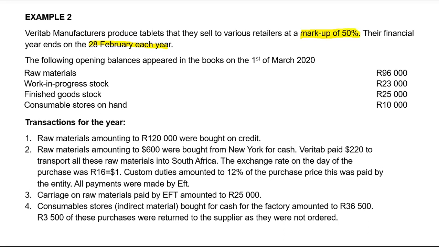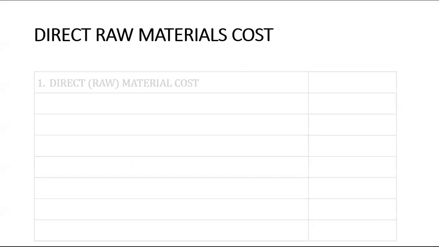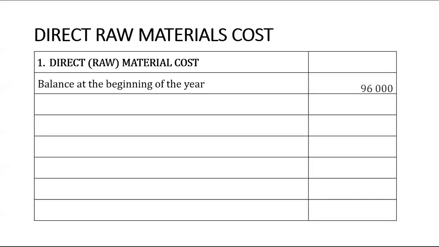We've got raw materials of 96,000, work in progress of 23,000, finished goods stock amounting to 25,000, consumable stores on hand amounting to 10,000. Now, what do I do with these balances? 96,000, I will take it straight to my raw material cost as balance at the beginning of the year.